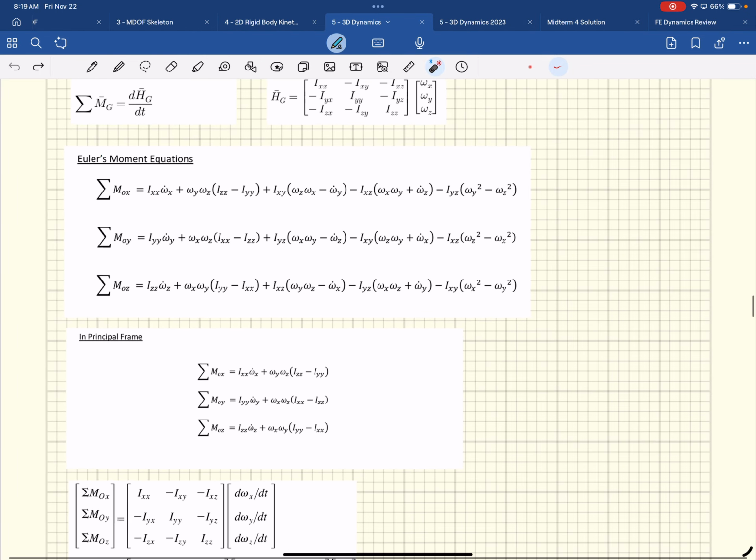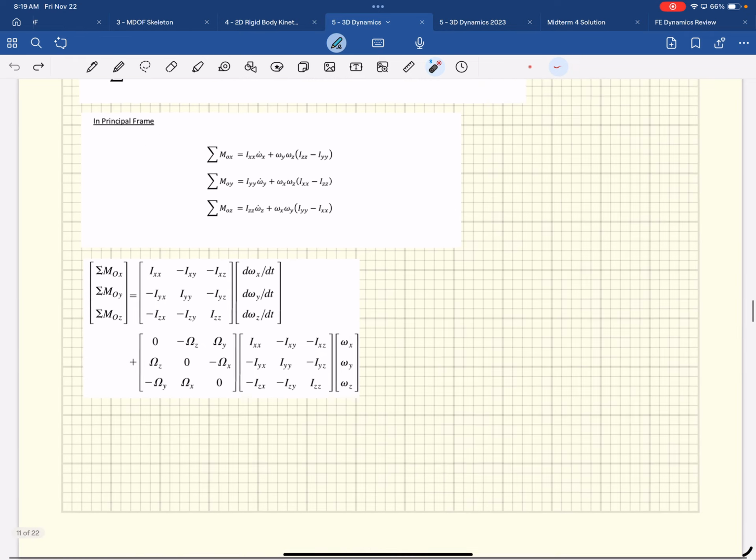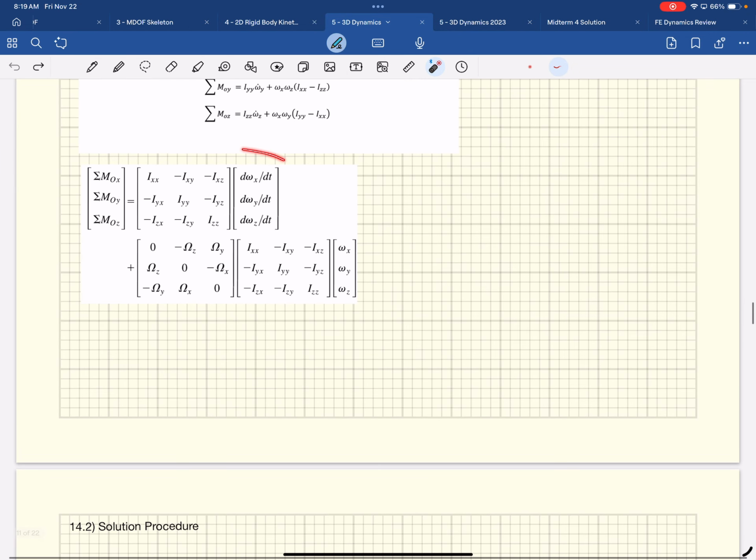And I don't trust you writing these down, Walter, really quickly. So just print out these 2 pages. Okay? And the rest of you guys do it too. Okay. And then you could also do the same thing. These are the same moment equations, but just written in matrix notation.